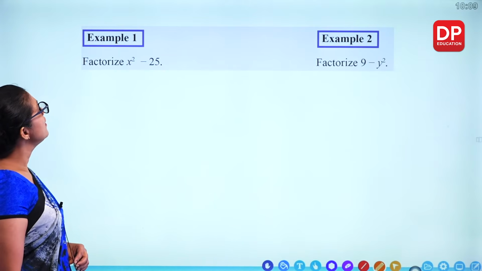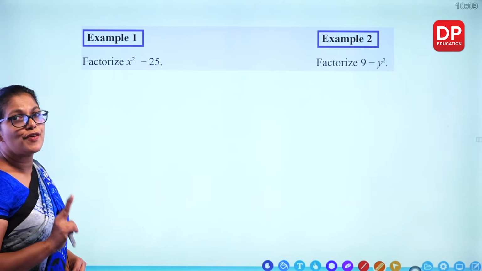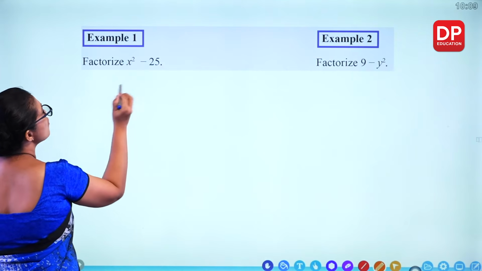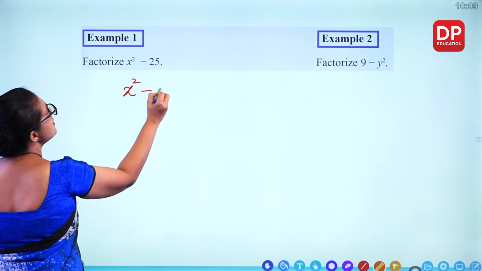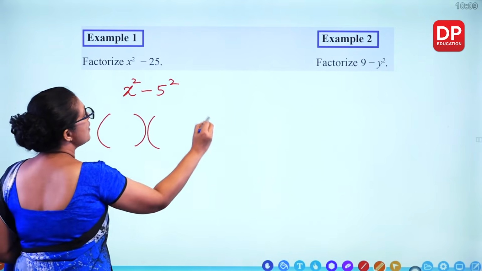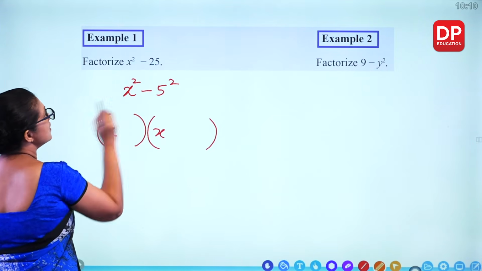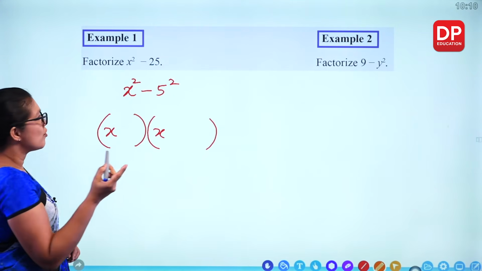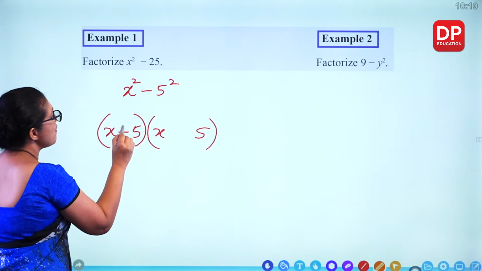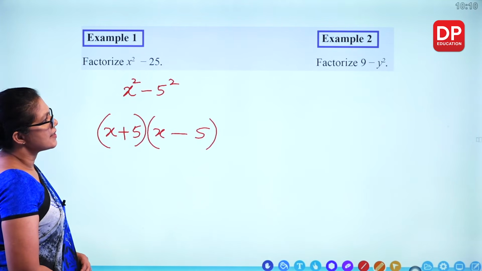Example number 1. Now you get two terms and we did difference between two square terms. So we can see 25 is a square number. So write this number as a square term. Then how do we write down the factors? We write x and x to get x squared, 5 and 5 to get 5 squared. And one factor is positive and the other factor is negative.